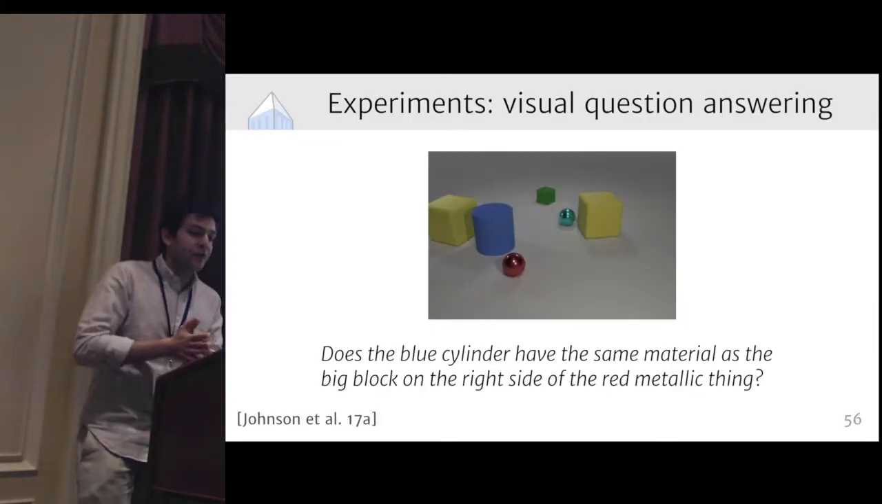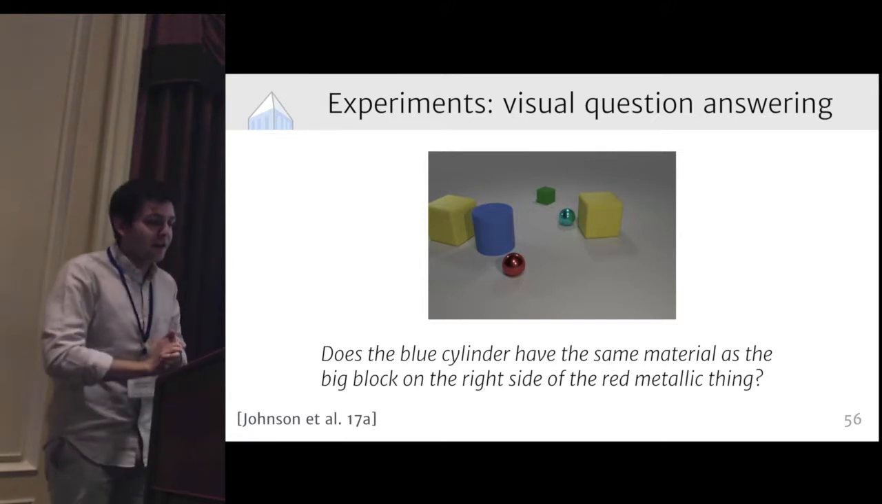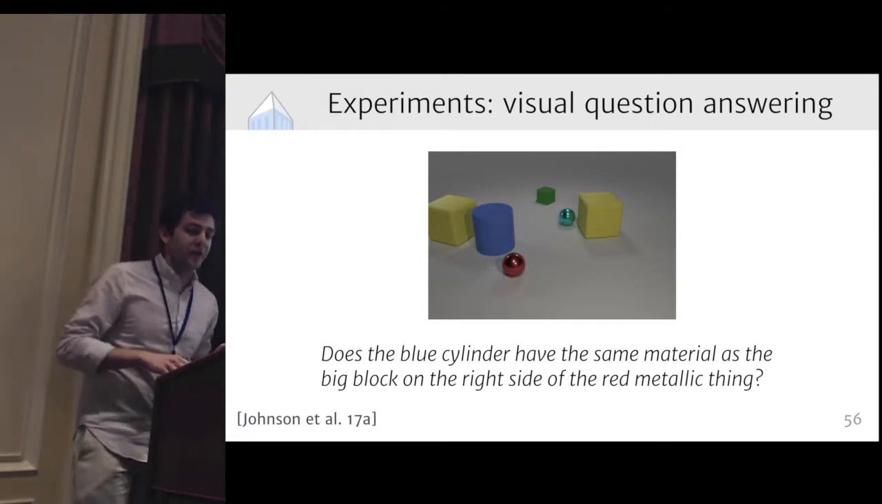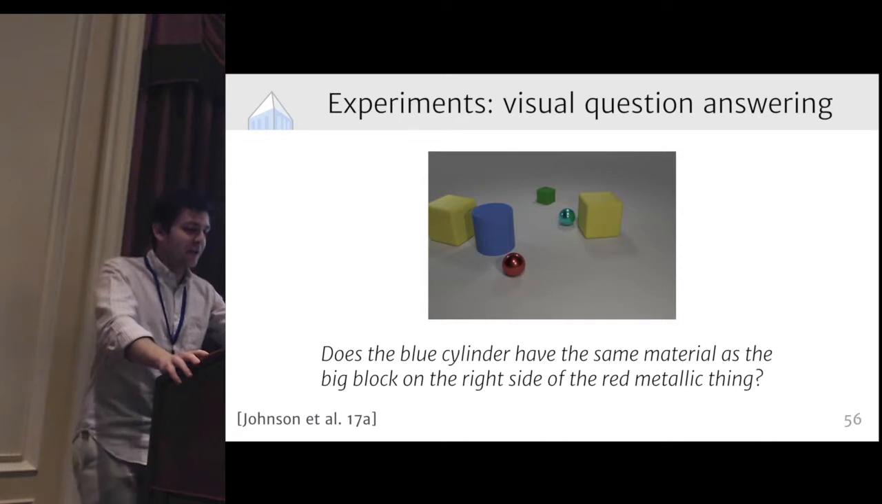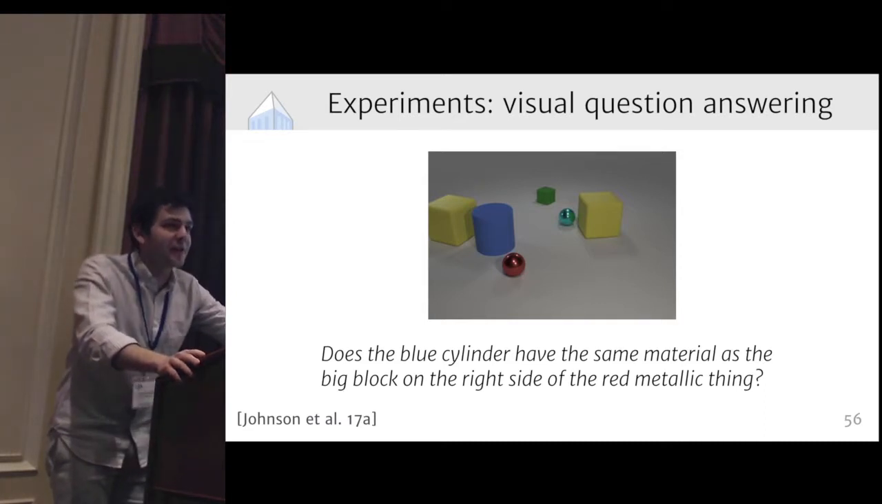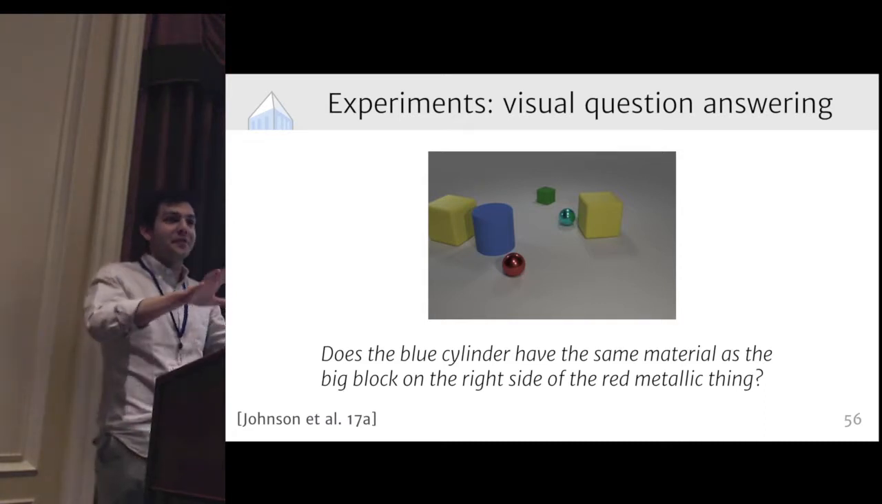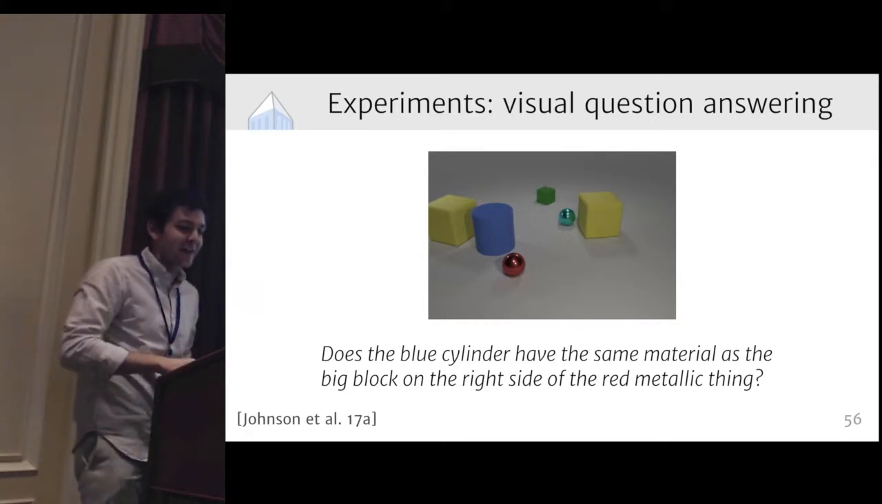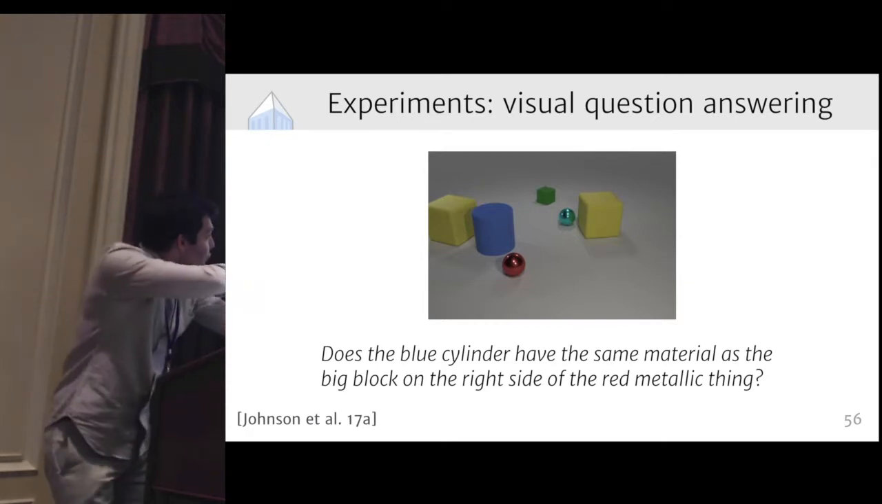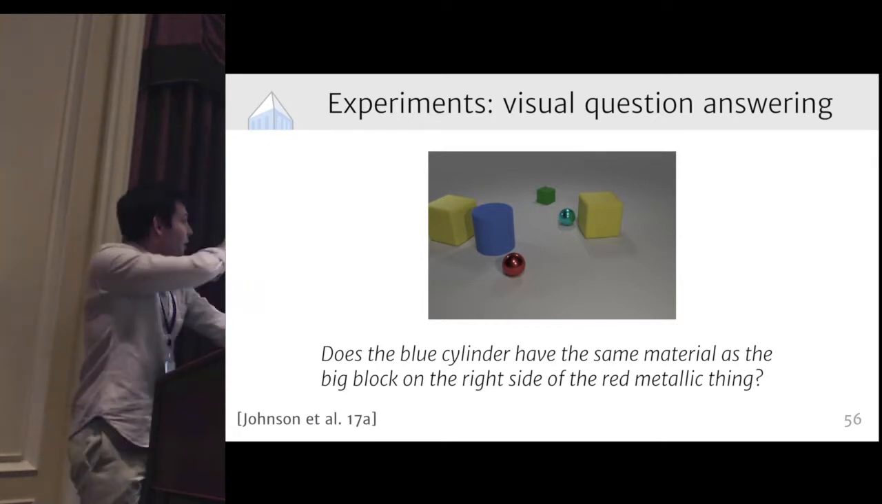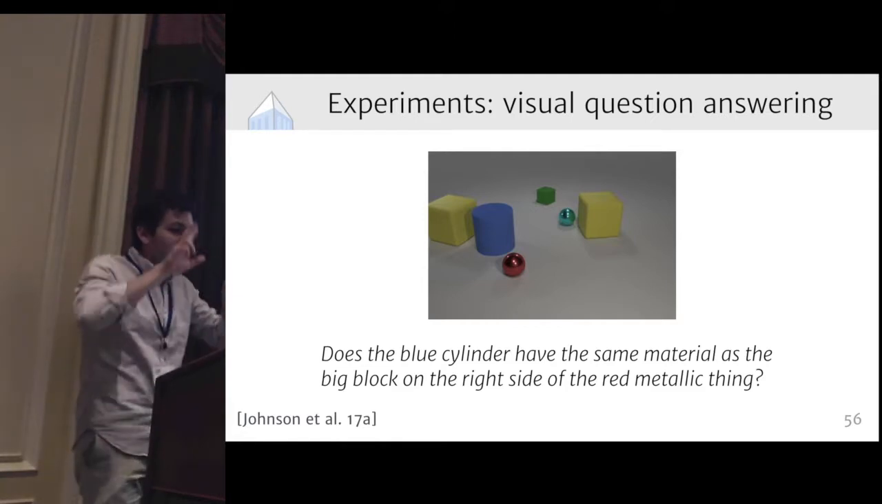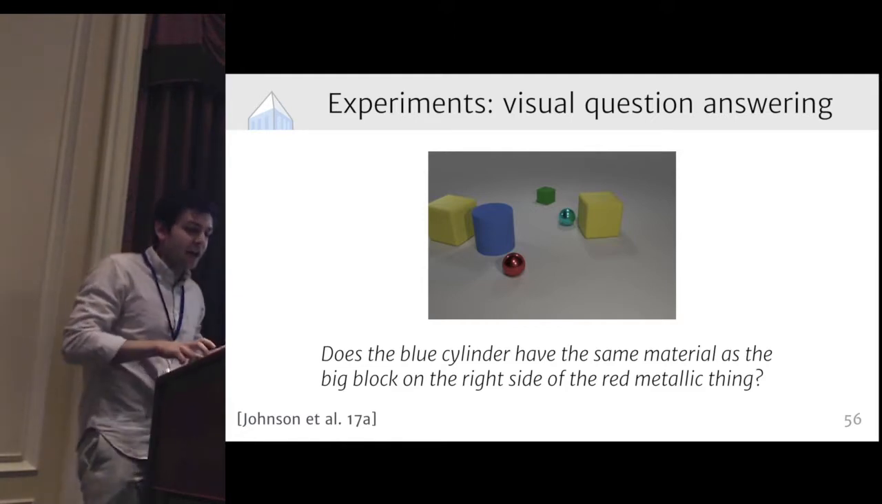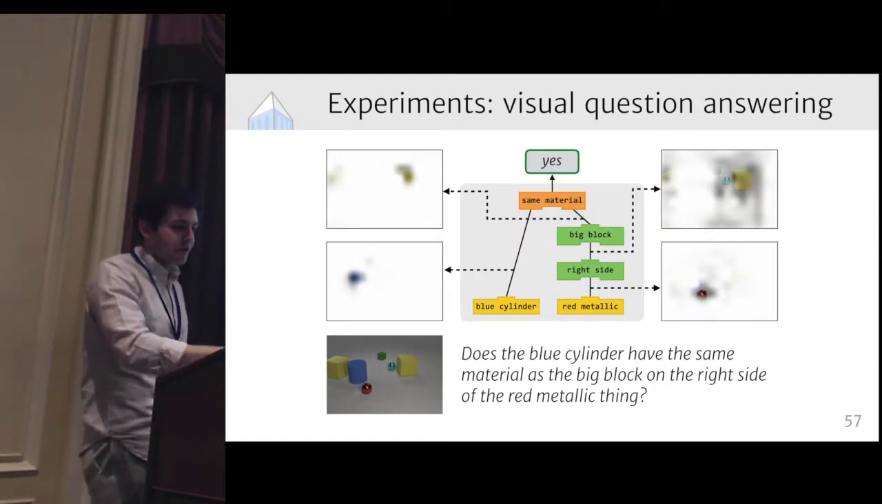Here's an example of a question from the recently released CLEVR data set. The question is, does the blue cylinder have the same material as the big block on the right side of the red metallic thing? I'm sure it's totally obvious to everyone in the room that the answer to this question is yes. I'll note right here that the data and the images are all synthetic, so we're not really doing natural language processing yet, but it's useful as a first set of diagnostics.